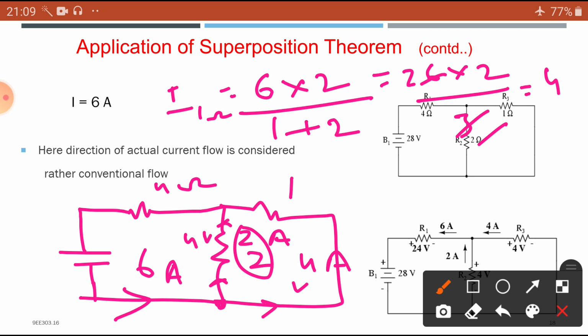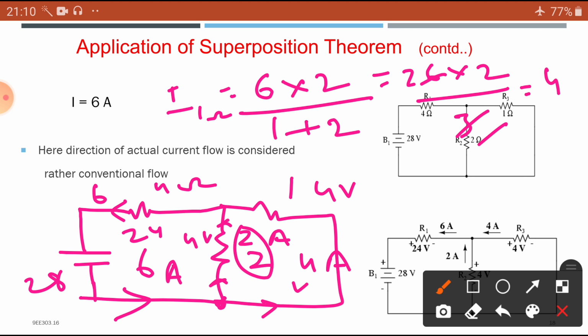What is the voltage here? 4 into 1, the 4 volts. Okay, 4 volts, 4 volts. Now what is the current here? 6 amperes. 6 into 4 is 24 volts. So 24 plus 4 volts, 28 volts. That is the value, it is correct.